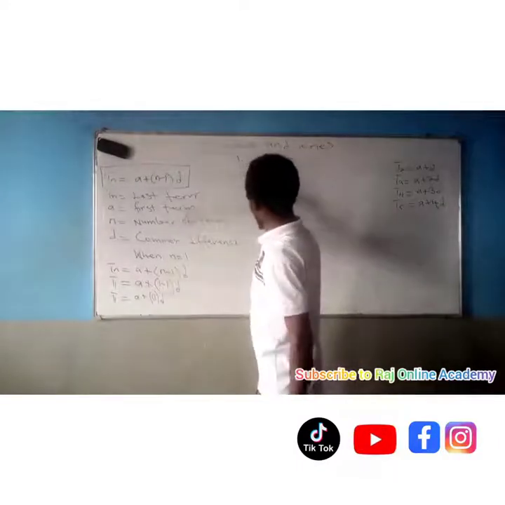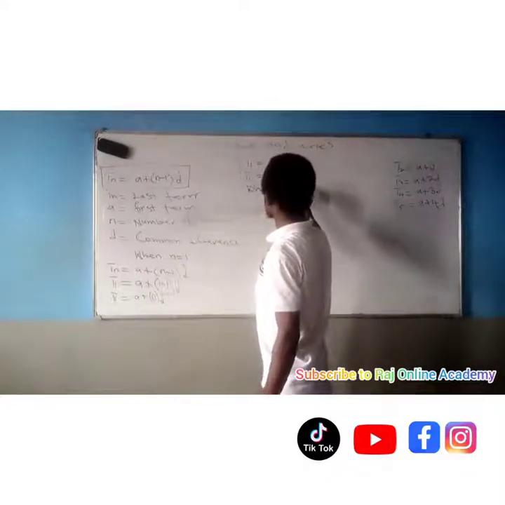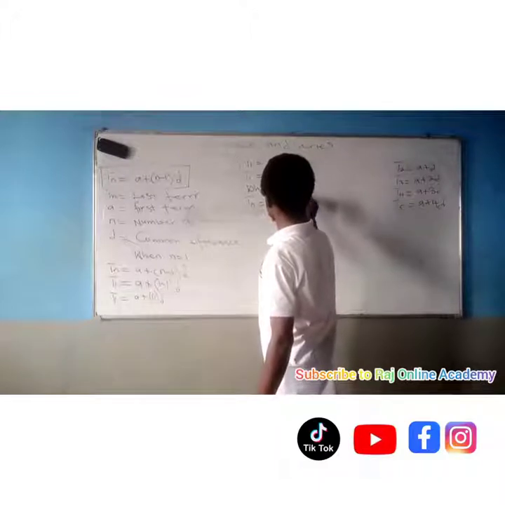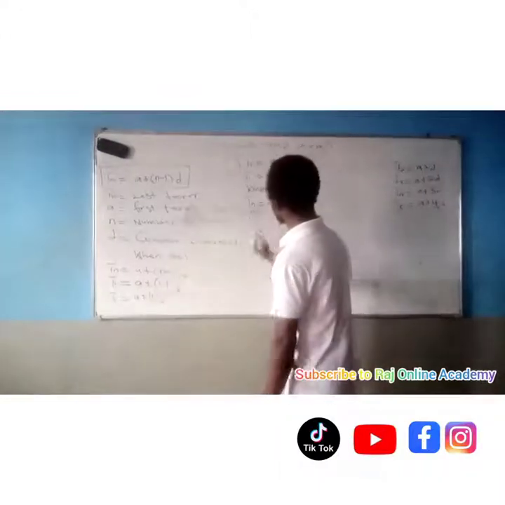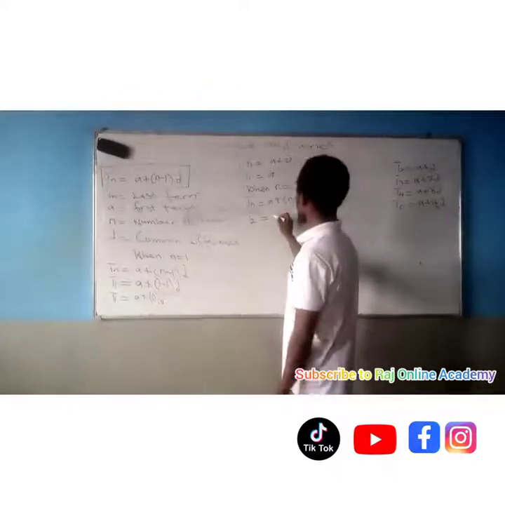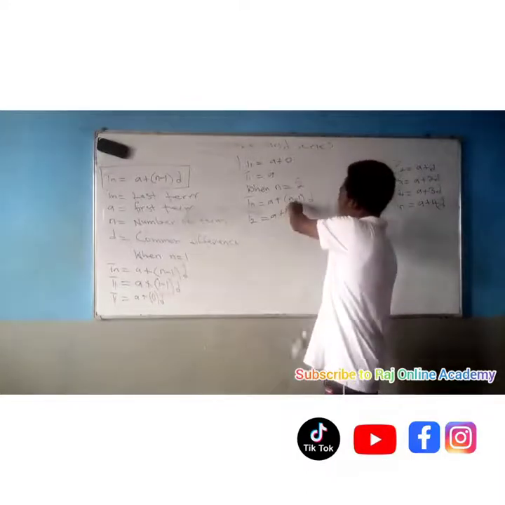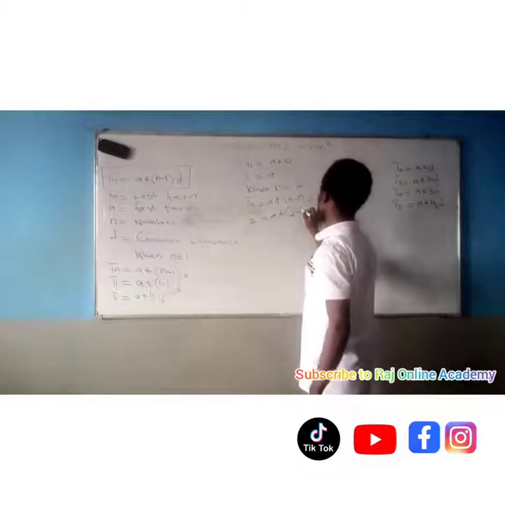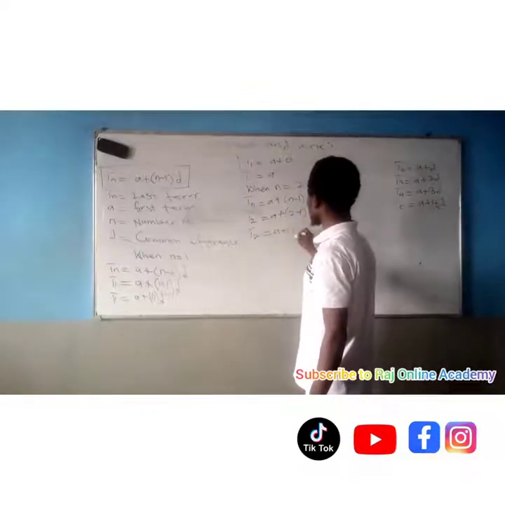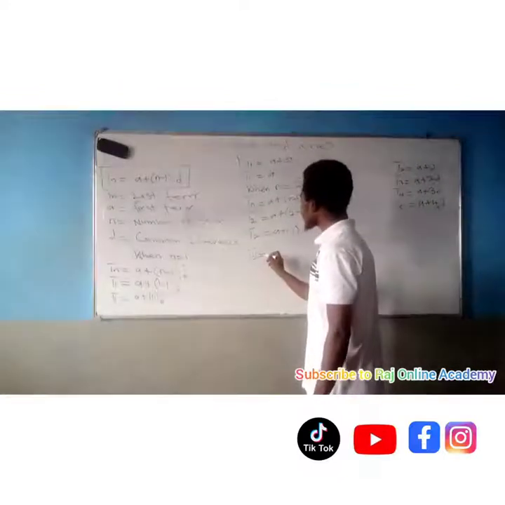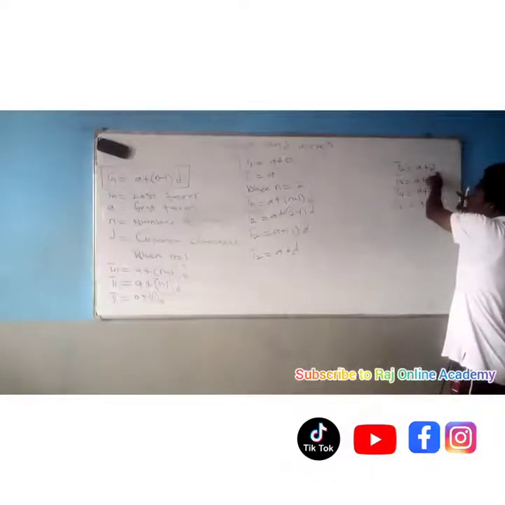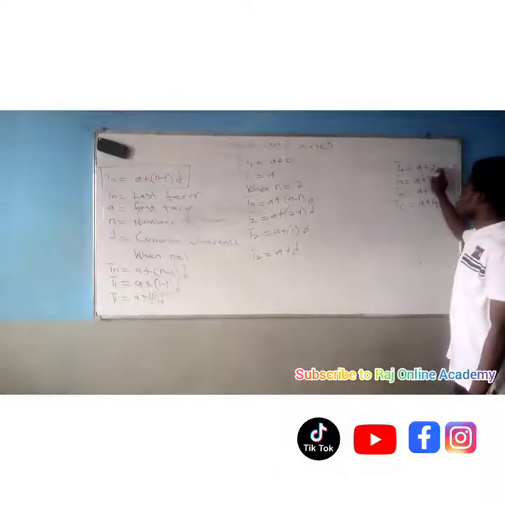Now, when n is equal to 2, the formula says Tn is equal to A plus, in brackets, n minus 1, D. Now we have T, but n is equal to 2, the first term is A, so we bring on A plus, in bracket, n, which is now 2 minus 1, and we have D. So T2 is equal to A plus 2 minus 1, which is 1, and we bring on D. T2 is A plus 1 times D, which is D. So that's how we got T2 equal to A plus D.